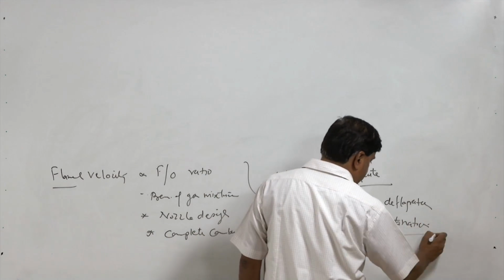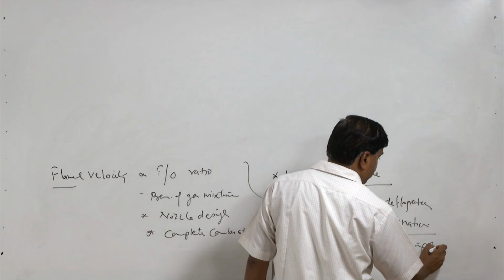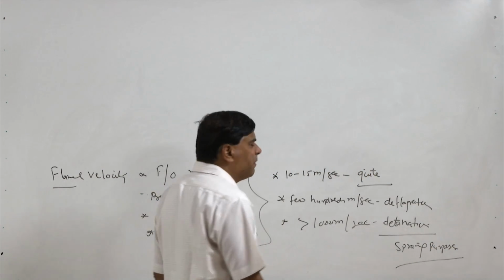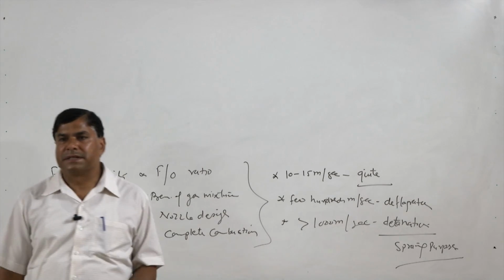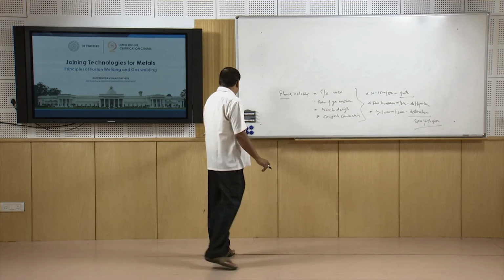This kind of flame is used primarily for spraying or metal spraying purposes, where even refractory and ceramic materials can be used for developing the coatings.